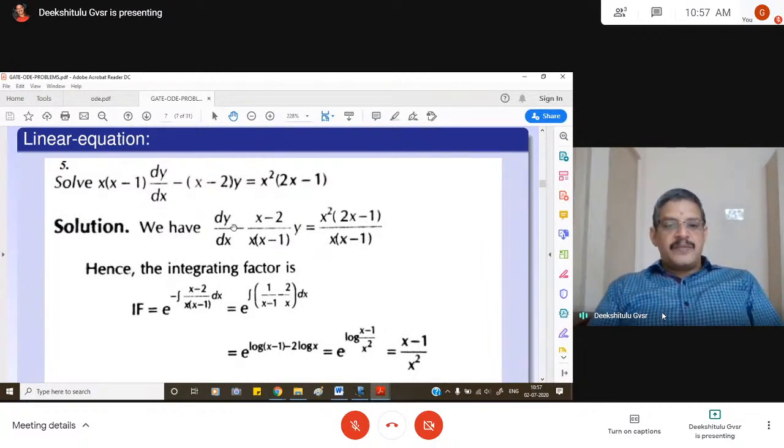So this is clearly in the formula dy by dx plus p of x into y is equal to q of x. So the integrating factor is e power integral p of x dx. So integrating factor is e power integral of minus x minus 2 by x into x minus 1. This you can split into partial fractions, 1 by x minus 1 minus 2 by x.